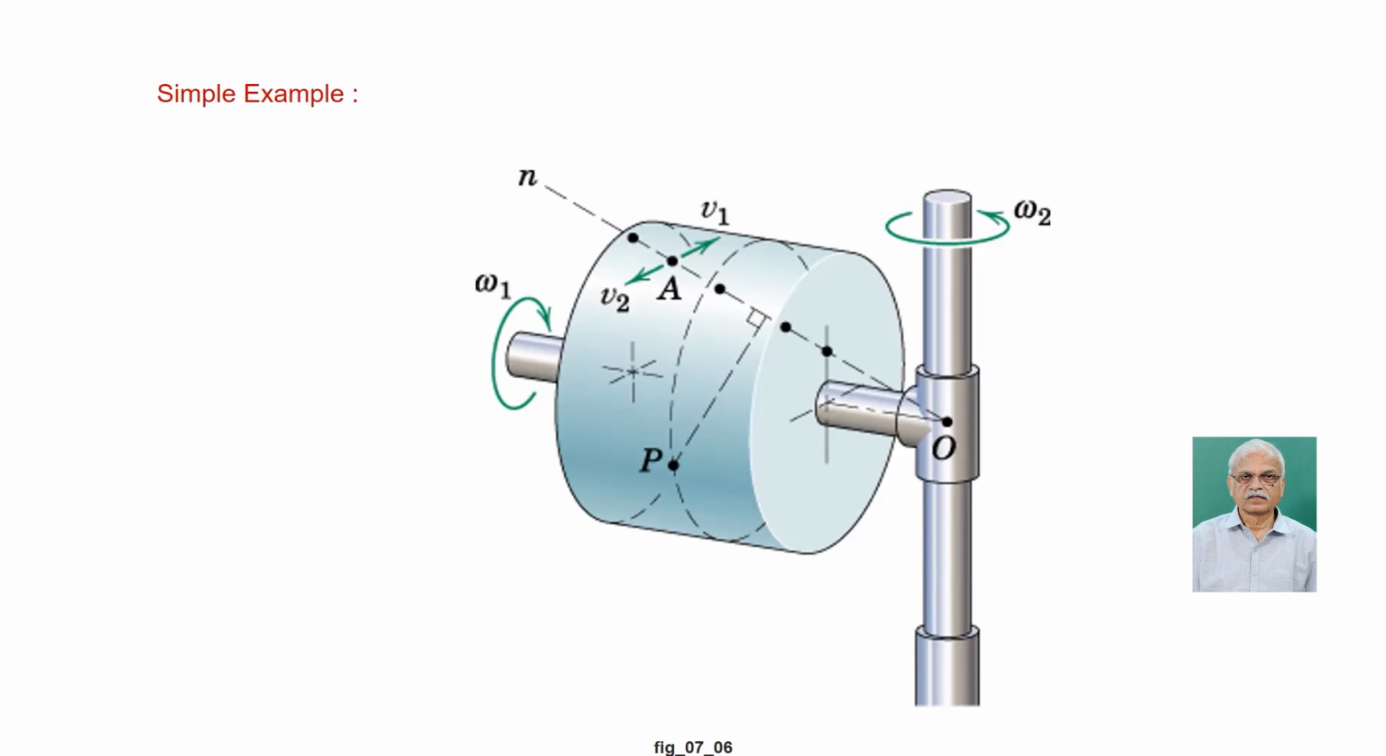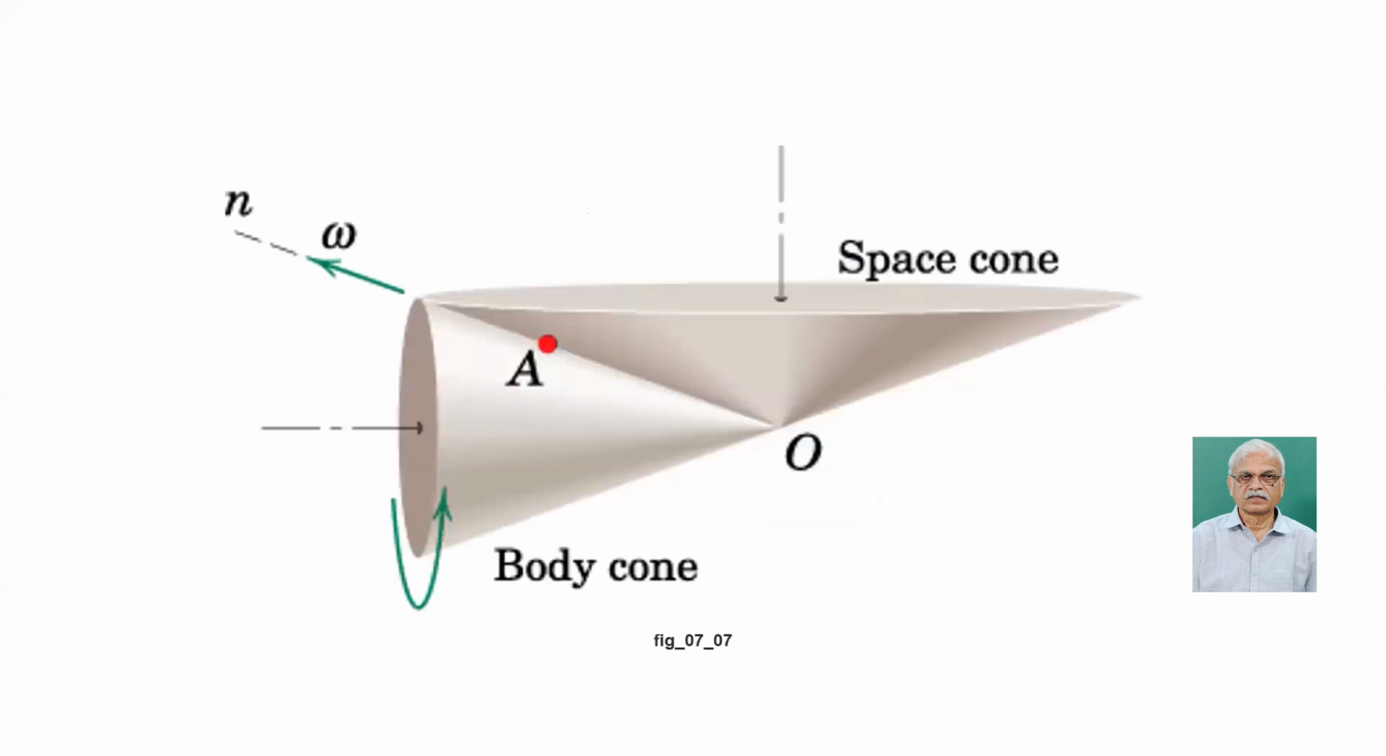That's how these pictures will look. So in the body cone, O is of course a fixed point. You can see that all those points will have zero velocity at some point as it progresses.